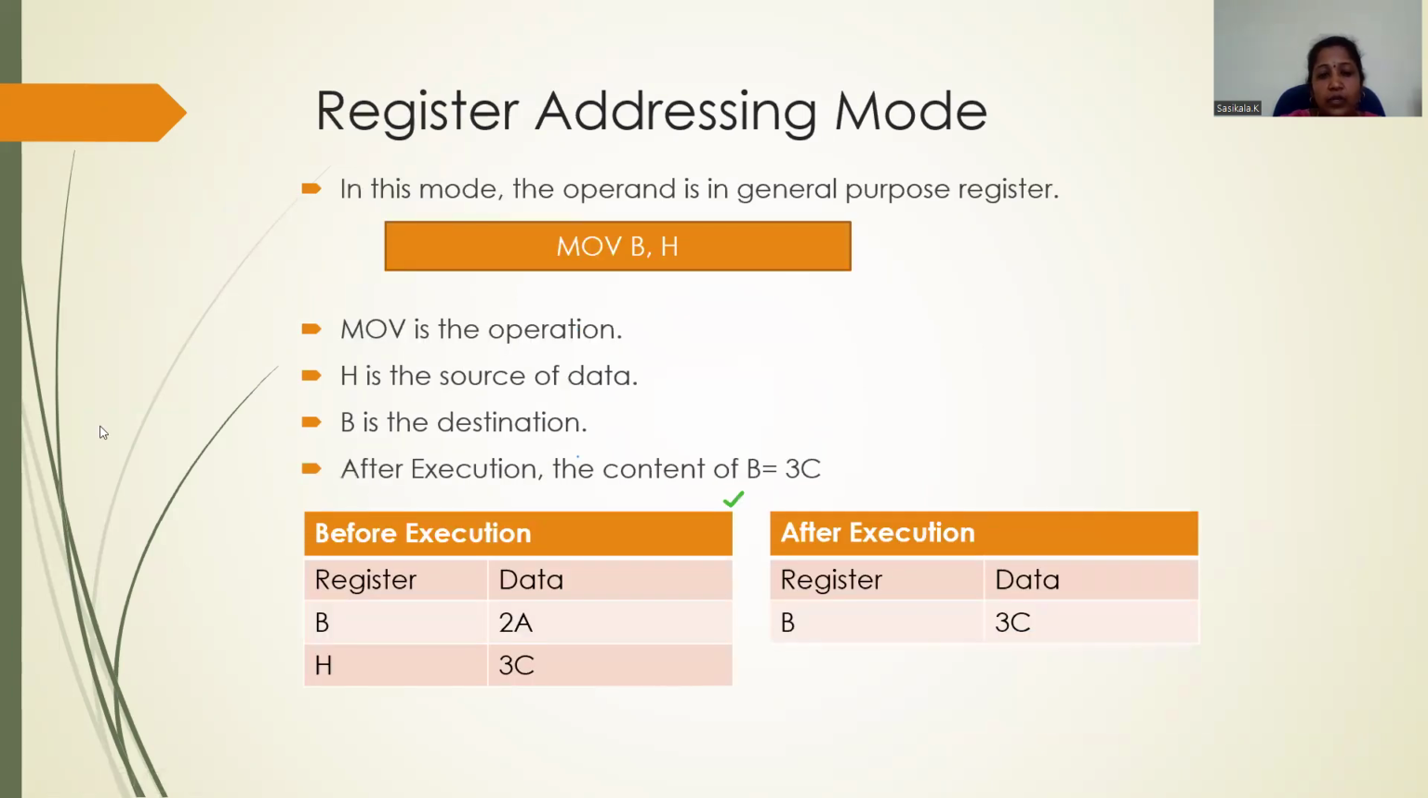Register addressing. So now what does register addressing mean? The data is present in the register. So normally, what is data? That is called the operand. So the operand is in the general purpose register.